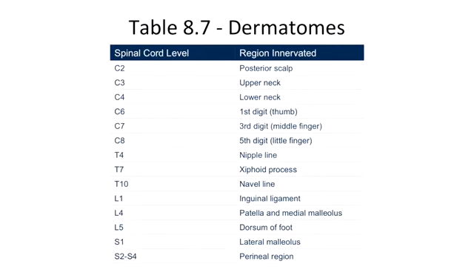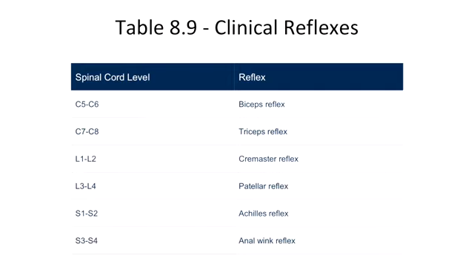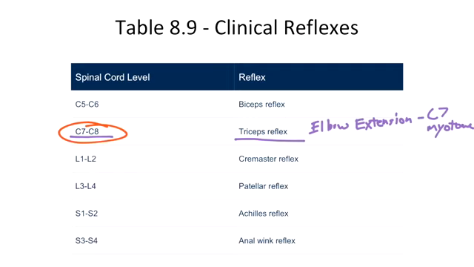Here again is table 8.7, in which you can see the C7 dermatome includes the third digit or the middle finger. And since the patient said that they are having pain in the hand, we would expect that pain should at least include the middle finger or third digit. Now here again is table 8.9 showing the clinical reflexes, and we can see that the C7 region is responsible for the triceps reflex. Now the clinical reflexes are closely associated with the myotomes. So where we thought of elbow extension as being associated with the C7 myotome, we can see that the same region, C7-C8, is responsible for the triceps reflex, which is ultimately extension of the elbow.